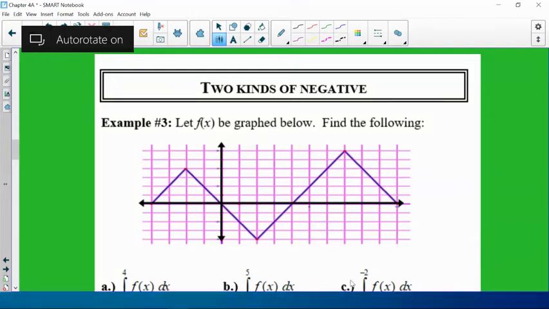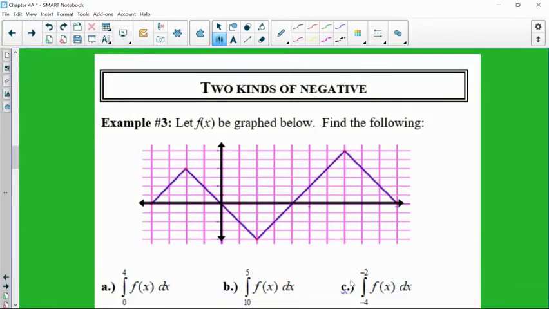All right, so this is the second video on the definite integral, and remember that symbol that we see here. It's almost like a stretched S.